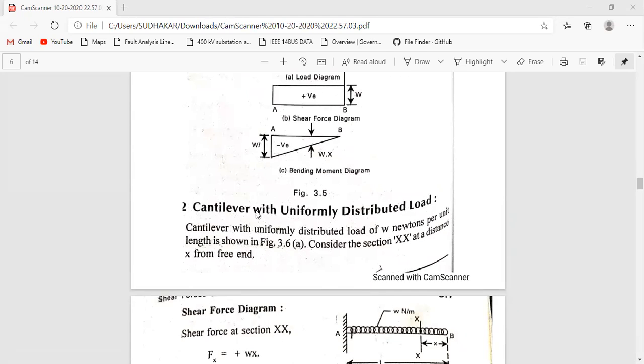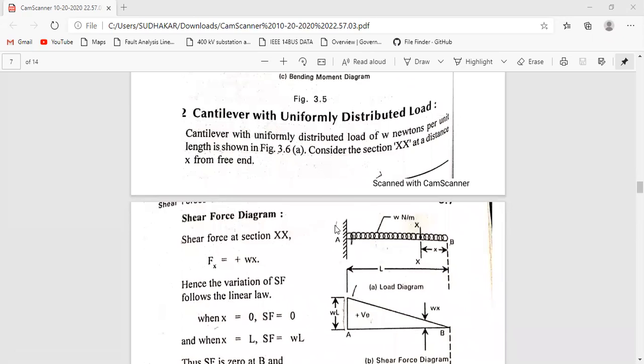Now suppose a cantilever with a uniformly distributed load of W newtons per unit length. Consider section xx at a distance of x from the free end. Here the UDL will be like this. This is the cantilever beam, and throughout the length of the beam the UDL acts on the body. I'm considering a section xx here, at a distance of x from the free end. B is the free end.